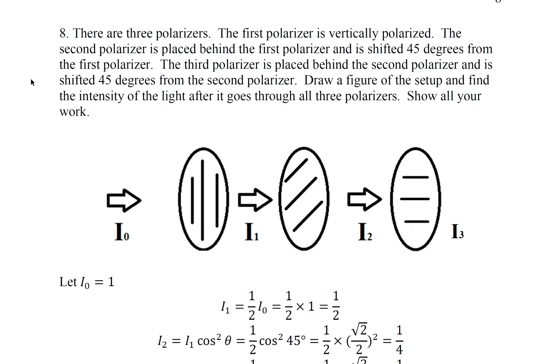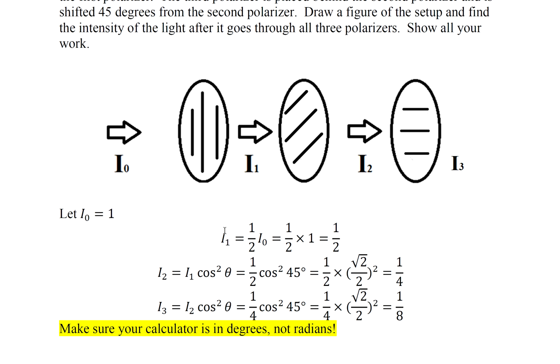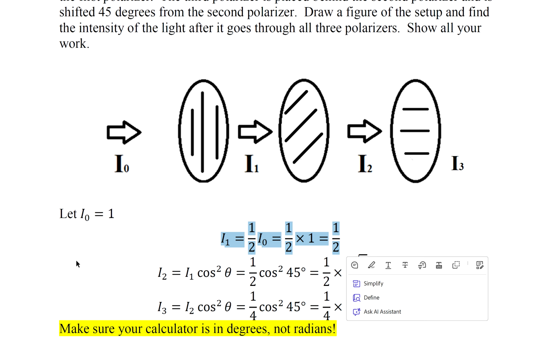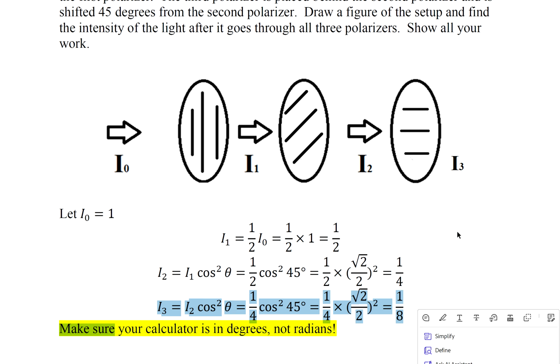Show all your work. So it looks something like this. So we got an equation for a solution for I1. We got a solution for I2. Finally, we got a solution for I3. Just show your work one step at a time. Don't skip steps because you might get the wrong answer at the end.